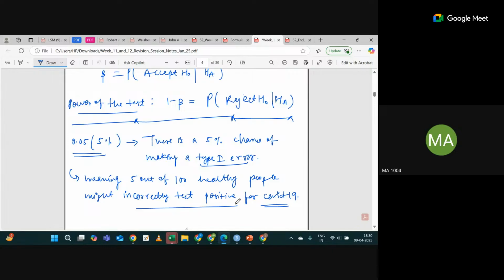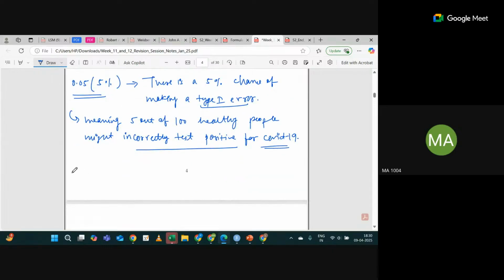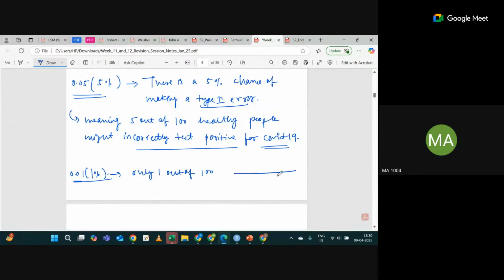So if your alpha is 1%, let's say 0.01, then what is the meaning of this? Only 1 out of 100 healthy people might incorrectly test positive for COVID-19. The same procedure. So there is a 1% chance of making the type 1 error. Is the idea clear here?